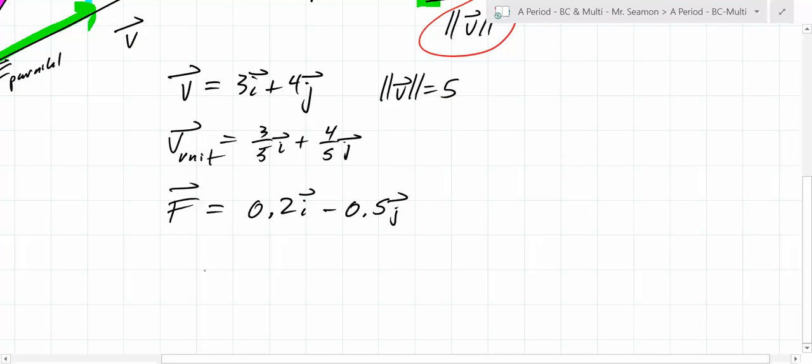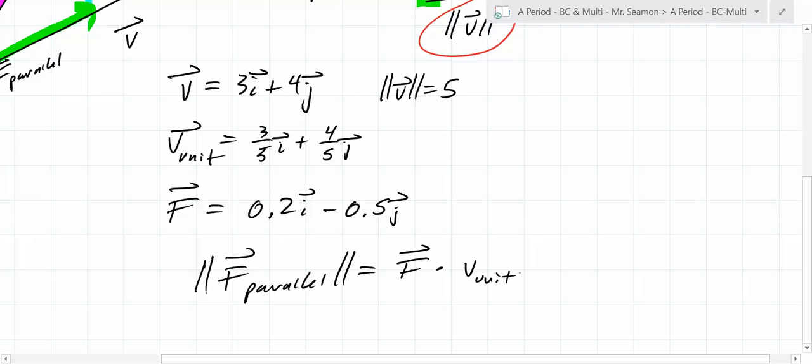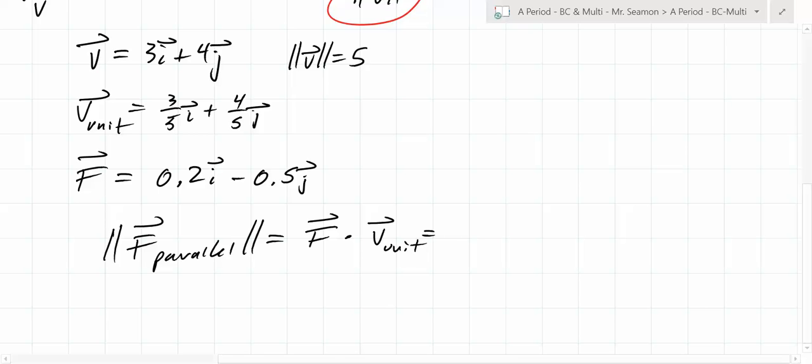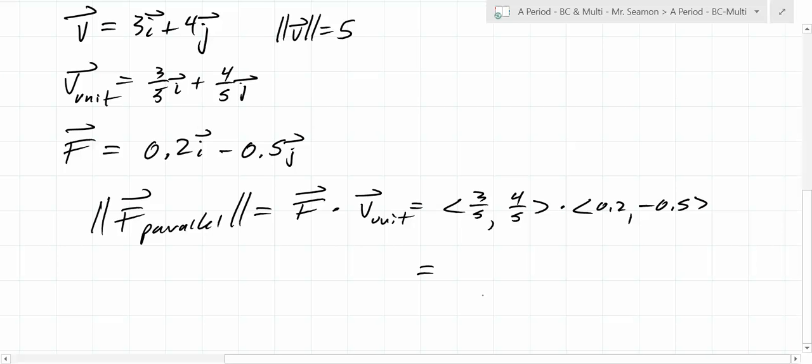So if we want to actually find the magnitude of F parallel, what do we need to do? We're doing the dot of two vectors here. We have F dot V unit, and do we now actually have the components of each of those? Yeah, I'm going to write this in the bracket form. You have 3/5 comma 4/5, and what's the other one? 0.2 comma negative 0.5. So if you do this out, could someone just give me the two? What does it come out to be? Does anybody have it? Turns out to be 0.28.